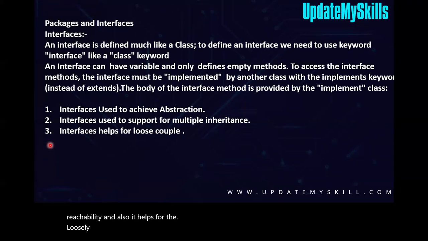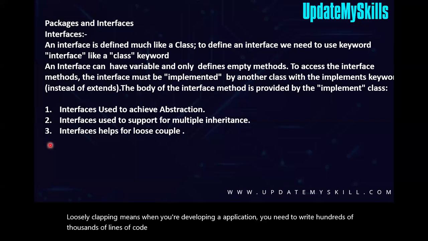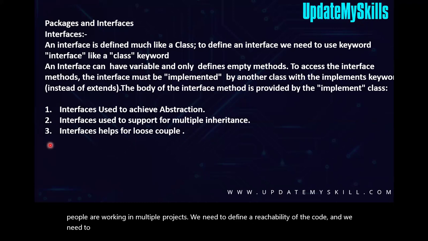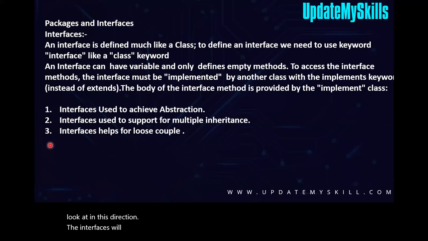It means when you're developing an application, you need to write hundreds of thousands of lines of code. Like 100 people are working in one project, multiple people are working in multiple projects. We need to define reusability of the code, and how to write the code efficiently with fewer lines. Ultimately, we look in this direction. The interfaces help directly or indirectly in this way.